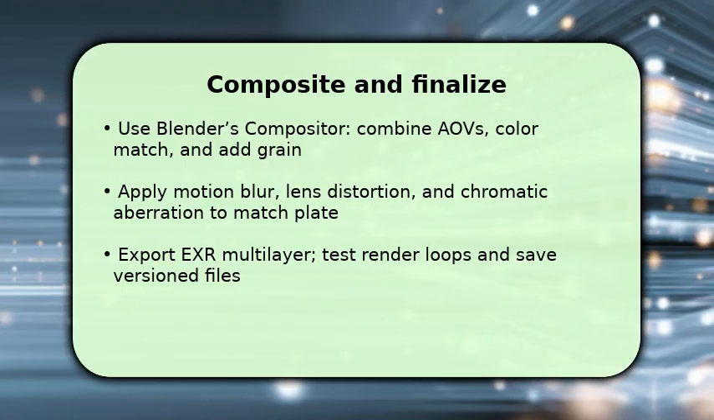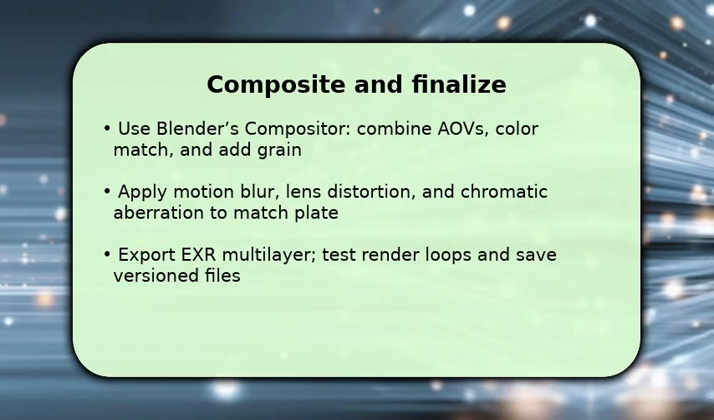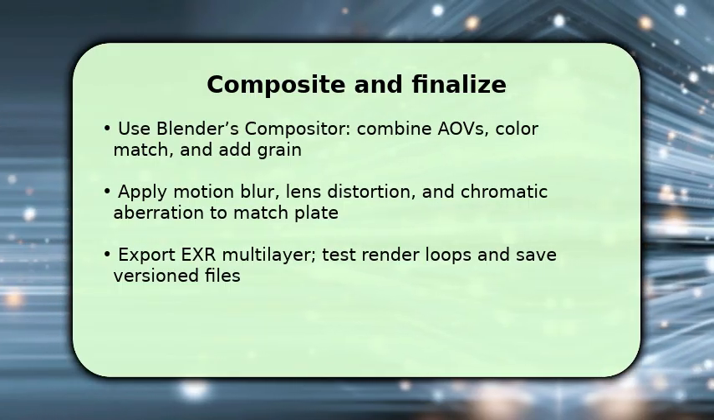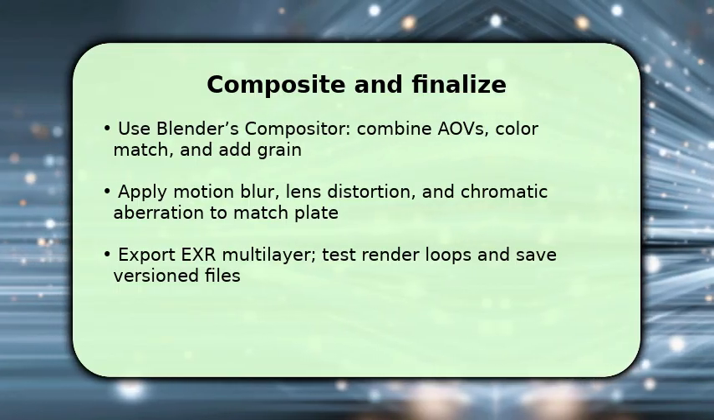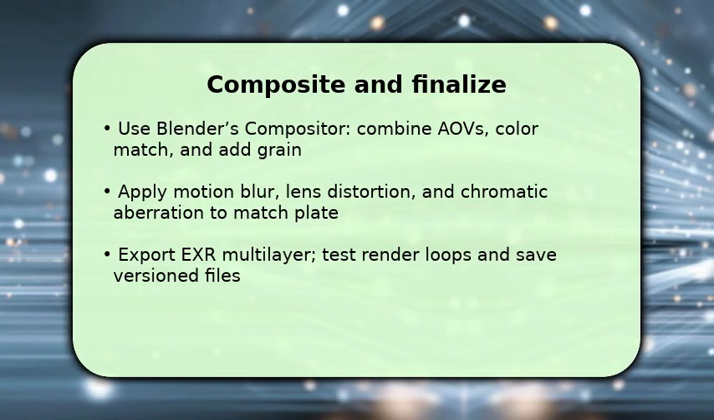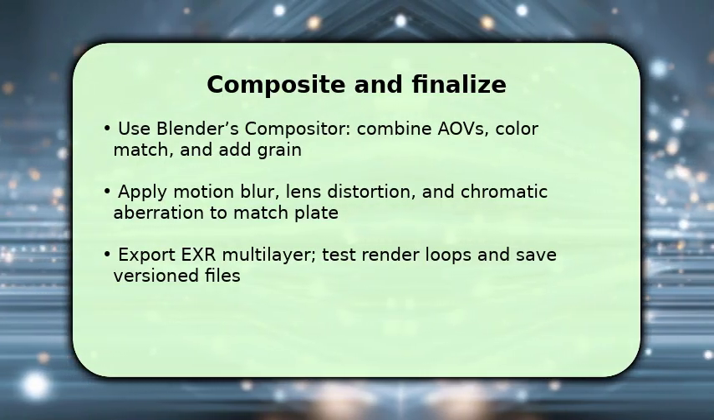Apply lens effects: distortion, vignetting, and chromatic aberration, and motion blur if the plate has it, making sure to use the depth pass for accurate blur. Render as EXR multilayer for future tweaks, export final codecs for delivery, and save incremented files. If edges look off, check alpha premultiplication.